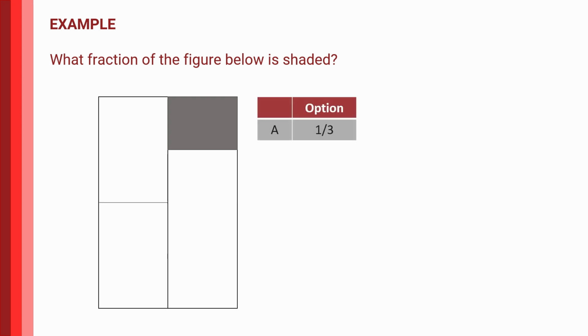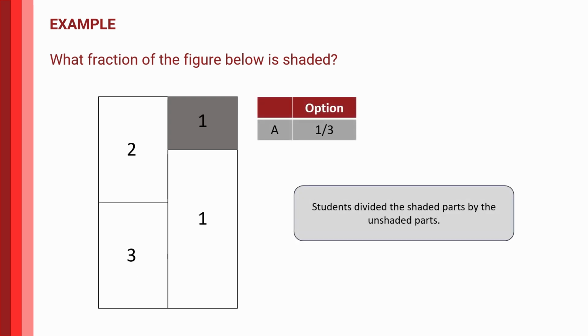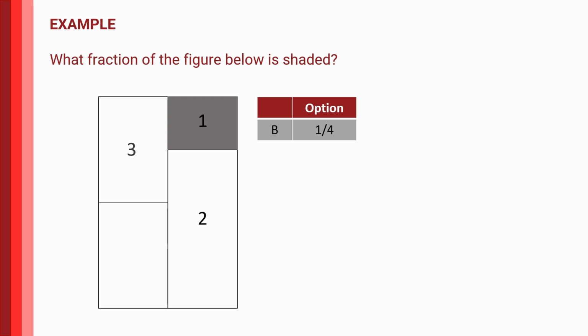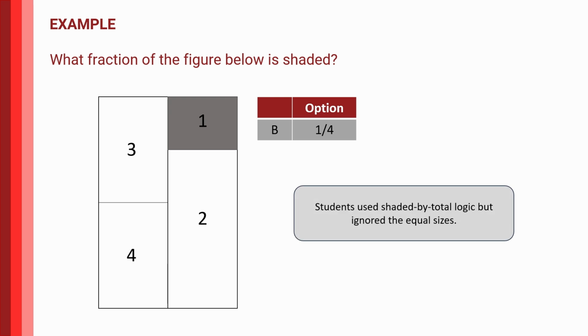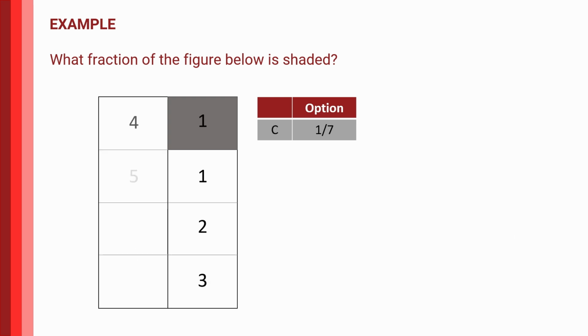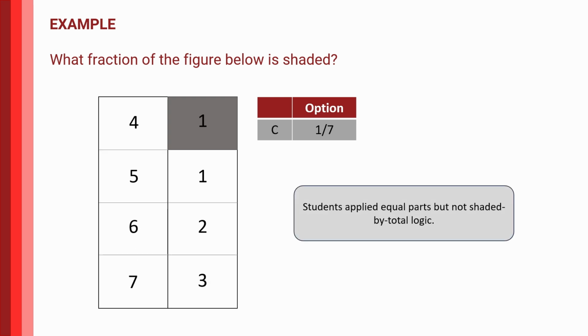Option A, 1 by 3, shows the student divided the number of shaded parts by unshaded parts. Option B, 1 by 4, shows that they used shaded by total logic but ignored the equal sizes rule. Option C, 1 by 7, shows they applied the equal sizes rule but not the shaded by total logic.